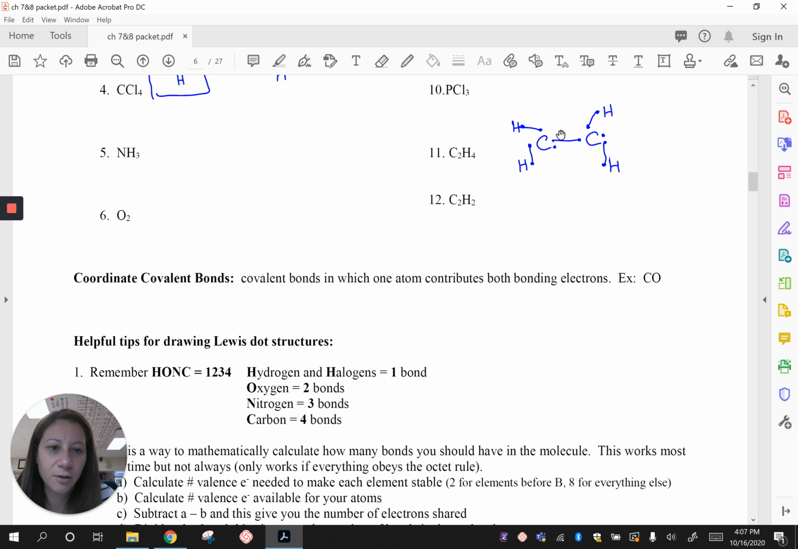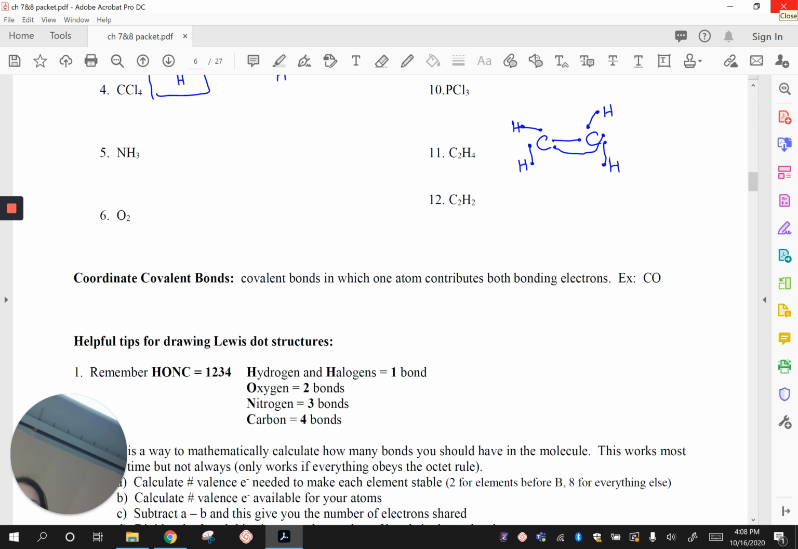Let's look at the other carbon. 1, 2 in the bond here, 3, 4, 5, 6, 7. They both only have 7, so they both want more. So let's connect to the other set. And now let's count. Now when you count, there are 4 between them, 5, 6, 7, 8. And for this carbon, 1, 2, 3, 4, 5, 6, 7, 8. So now they're all good.